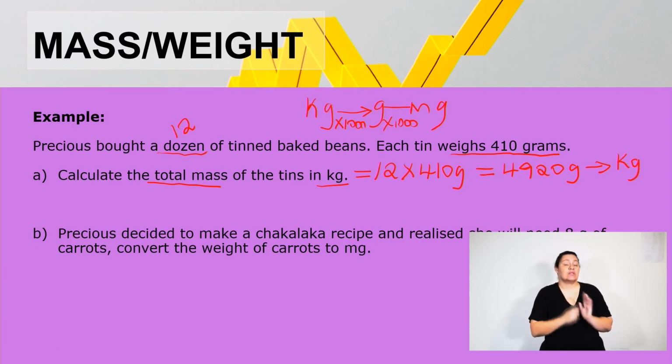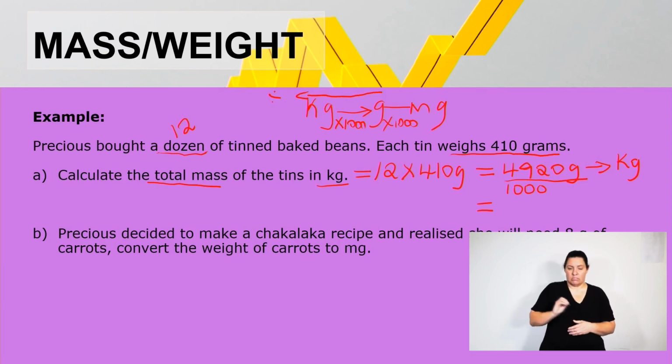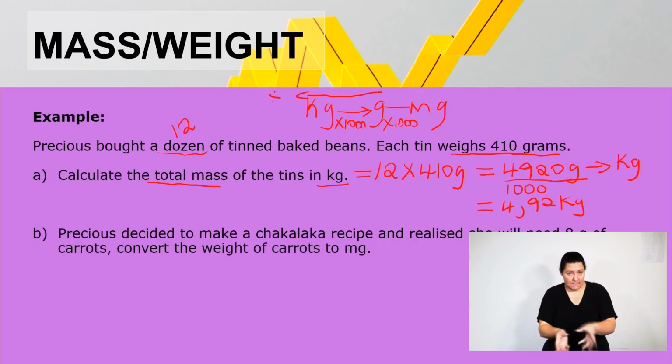Then we are required to convert the total grams to kilograms. And the rule says we are moving from a smaller unit going to a bigger unit, so we must divide. In other words, we're going to divide 4,920 by 1,000. Let's see what we get. This gives us a total mass of 4.92 kilograms. I hope you got the same answer as mine.